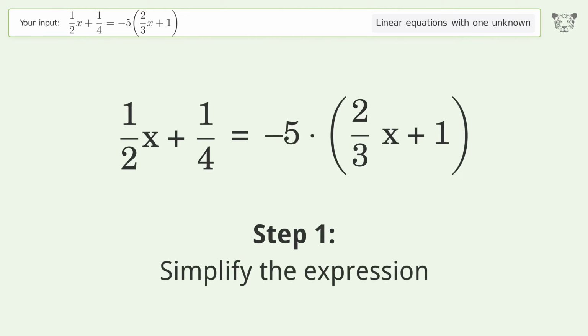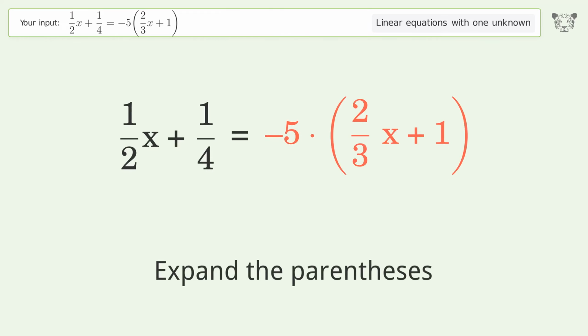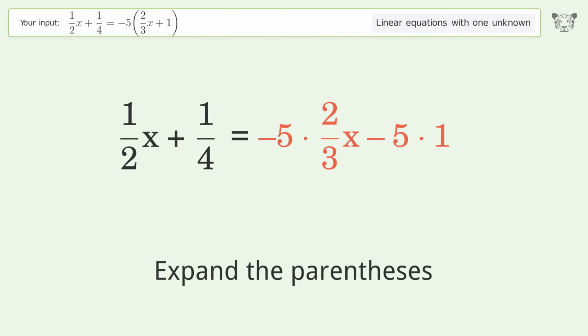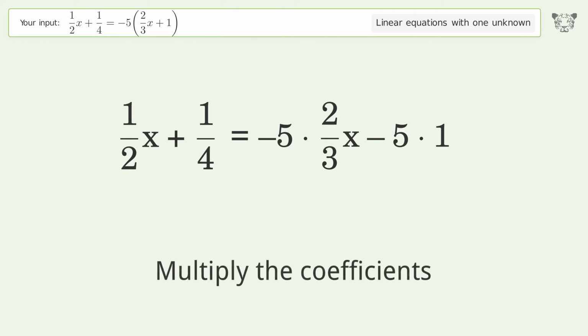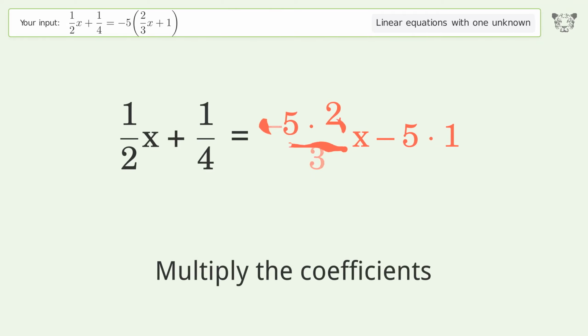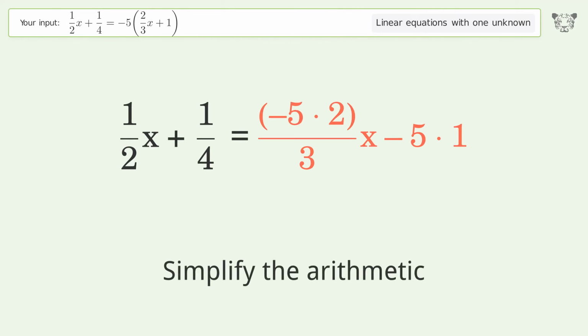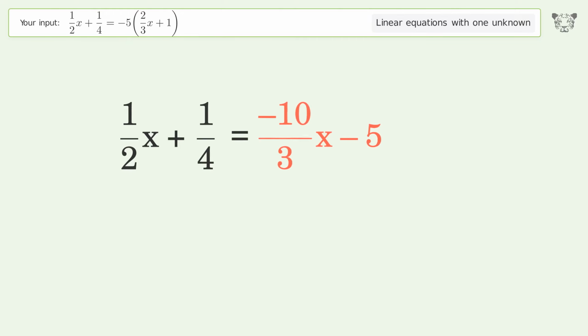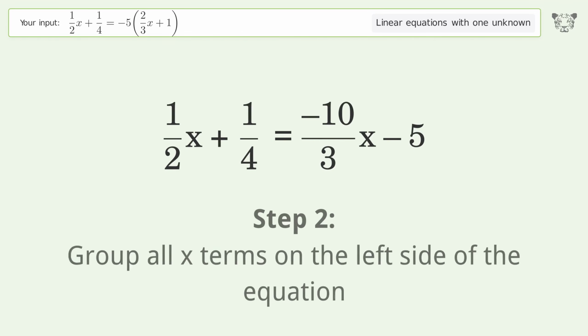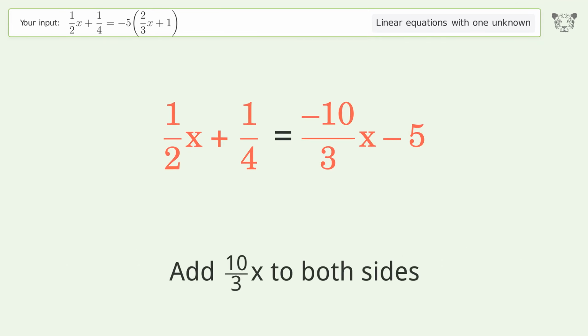Simplify the expression. Expand the parentheses. Multiply the coefficients. Simplify the arithmetic. Group all x terms on the left side of the equation. Add 10/3x to both sides.